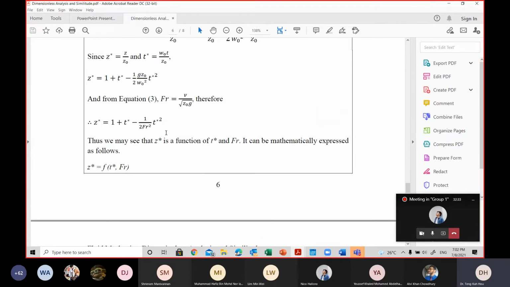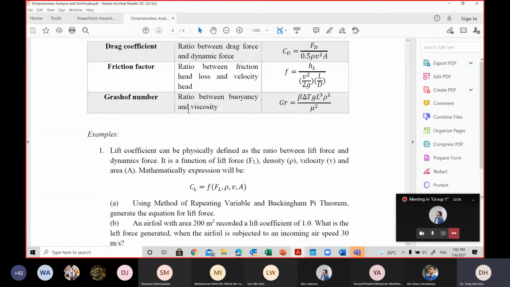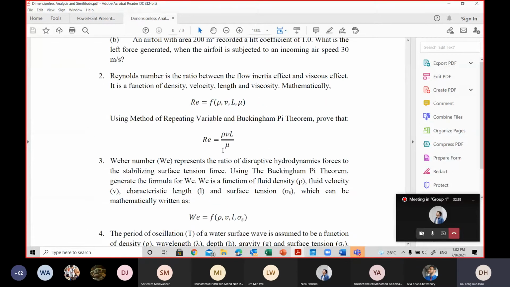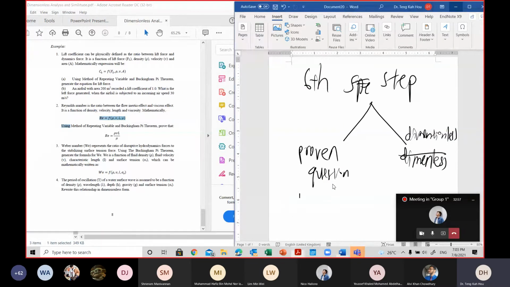Just for example, later you are going to test the question on 2. Use the Buckingham Pi theorem, prove that this is the thing. You need to make sure the final formats appear in here, even though the question gives you only this function. So this is the first proven question. If the question didn't ask you to prove, just like the question 4, rewrite the relation in a dimensionless form.